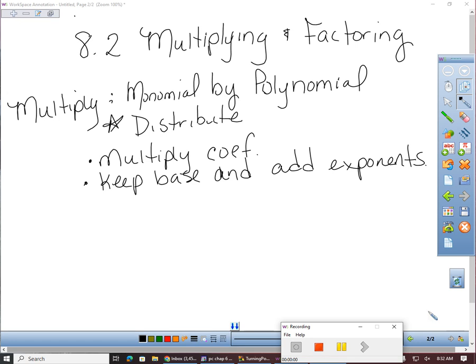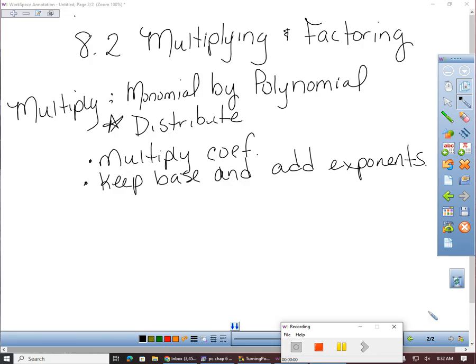Talk about 8.2, multiplying and factoring. So what we're going to start with is multiplying, and we're going to take a monomial, which is one term, by a polynomial, which means we just distribute. When we distribute, I want to remind you, we're going to multiply the coefficients, keep the base, and add the exponents. It's really just that easy.